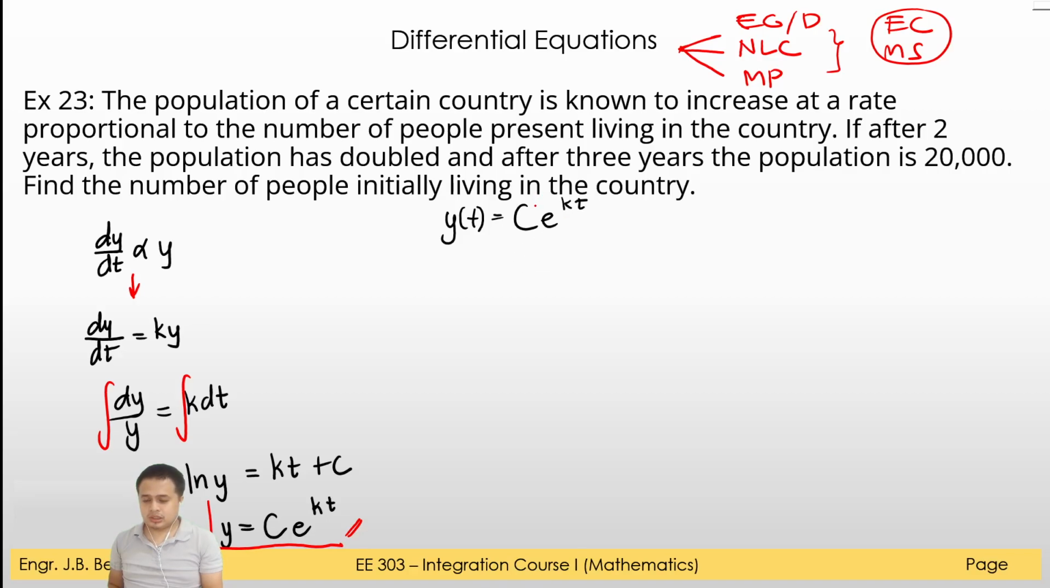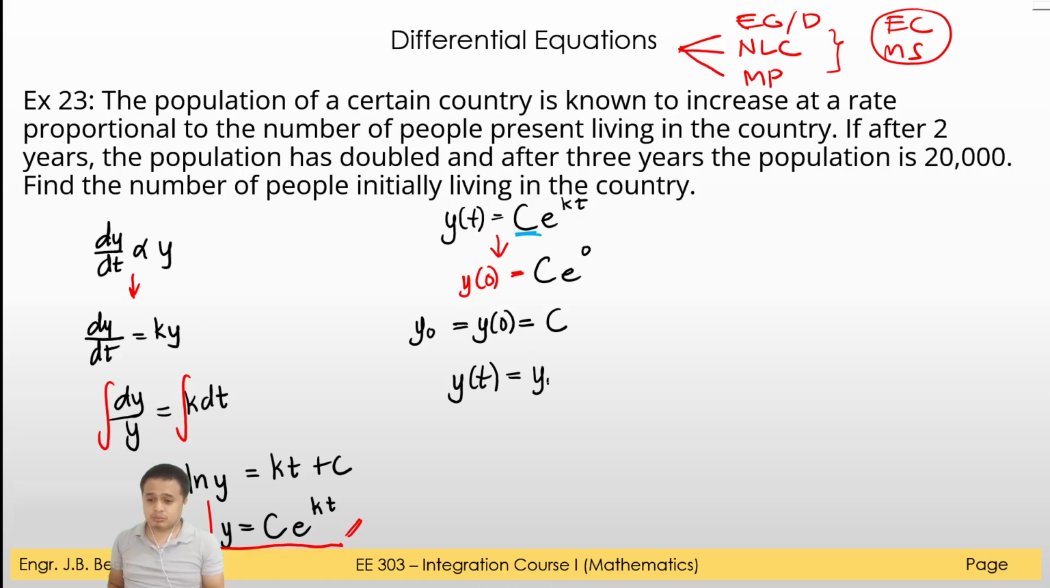Now the given here is after 2 years, y of 2, the population has doubled. I think I have to simplify this first. So if t is equal to 0, we substitute 0, so you have c e raised to 0. So y of 0 is equal to c. The constant is equal to y of 0, just the initial condition, y sub 0. To give significance to c, that is just the initial population, or the initial amount. So you have y sub 0 e raised to kt.